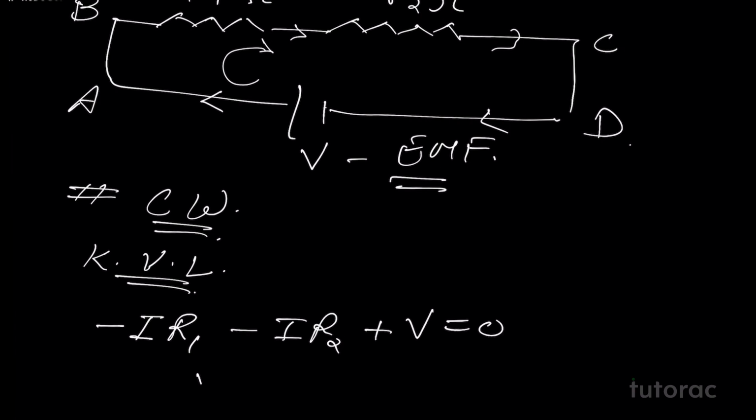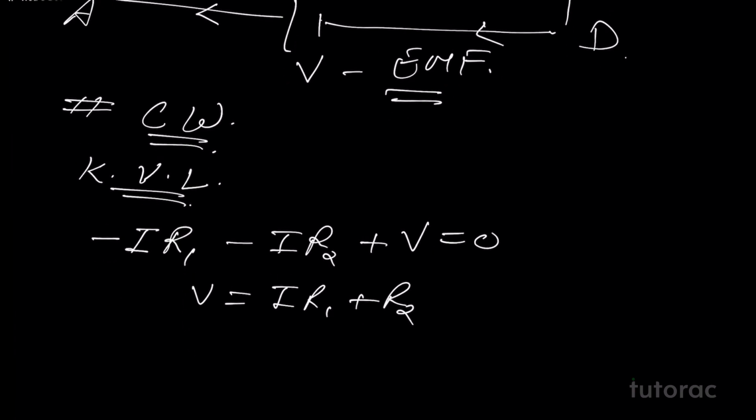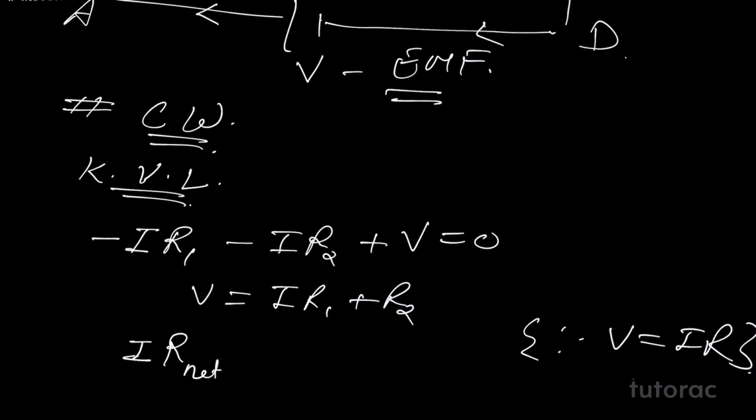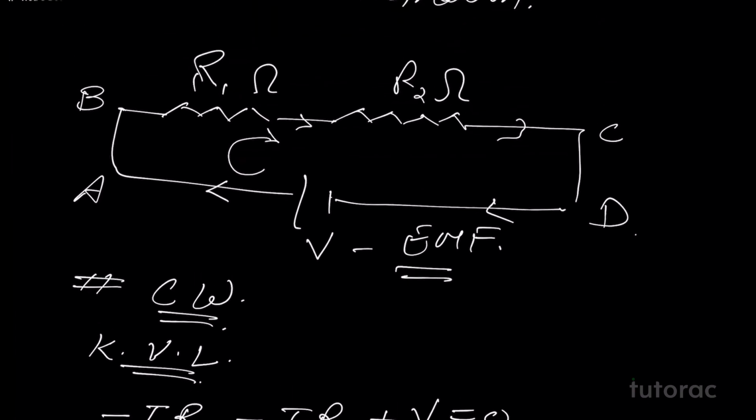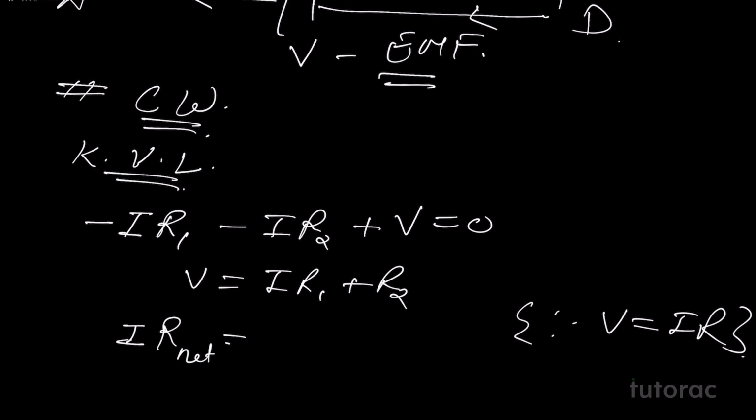So from this equation, I'll get V equals IR1 plus IR2. We already know this, we already applied it. Now, what can I write this V as? I can write this V as the multiplication of I from the Ohm's law that we already know. V equals IR, but here R is nothing but R net. R net means the total resistance of this combination of circuits.